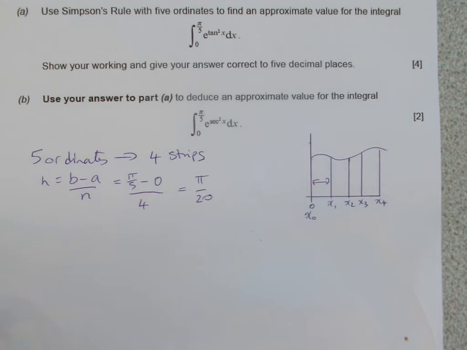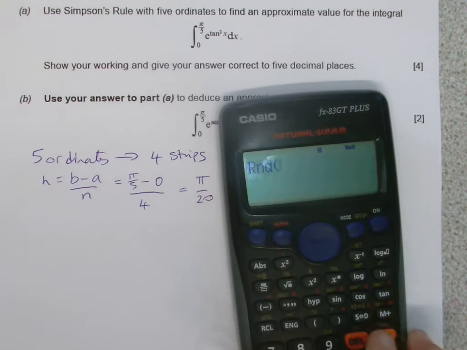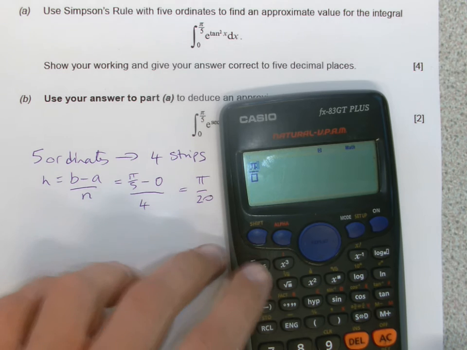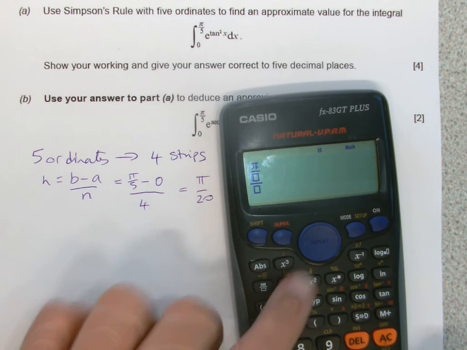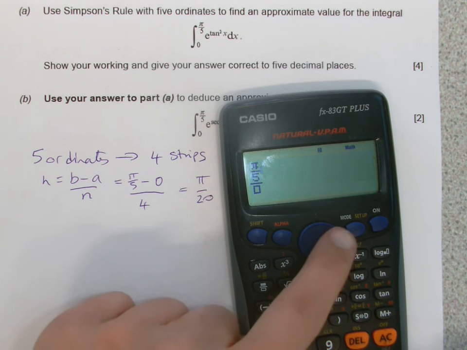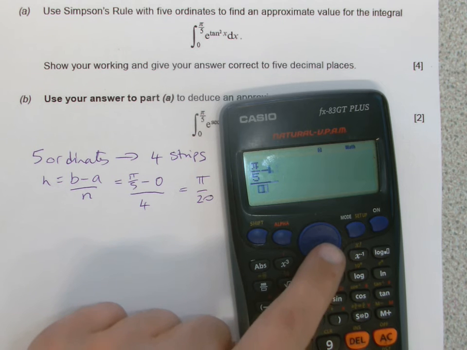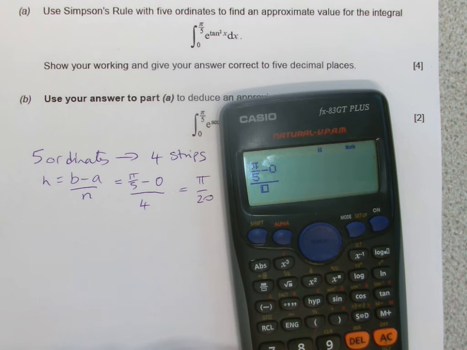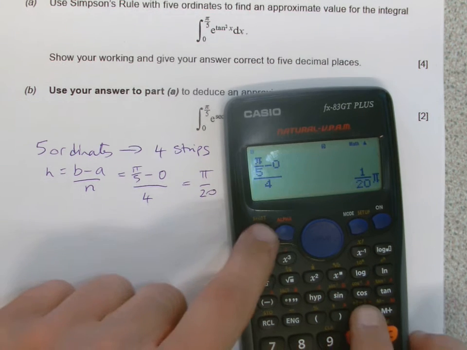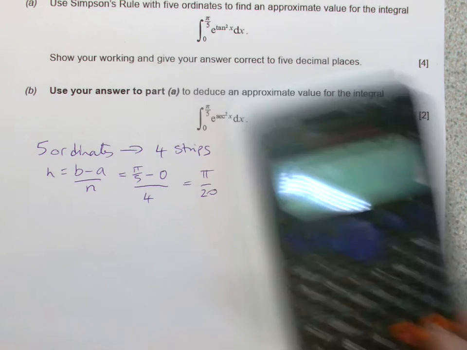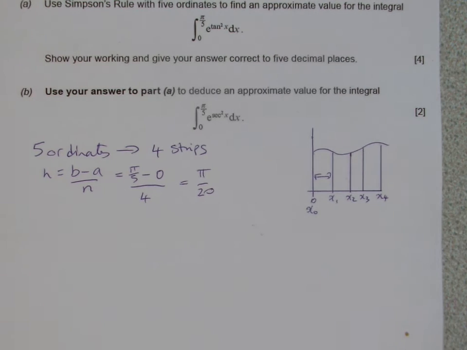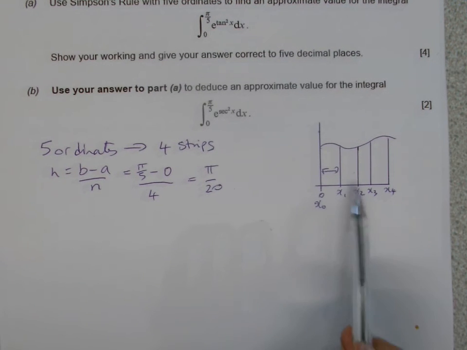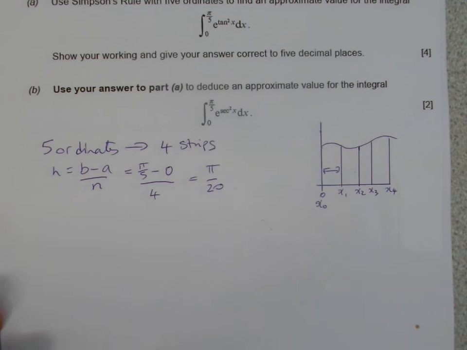You could even type that into your calculator, if you're not so confident at this. So you've got pi, let's make that into a fraction over 5, take away 0, and then put that all over 4, and that comes out to be 1/20th pi, but better to write it as pi over 20, sorry. Now, that is the height, the height between each ordinate, right?